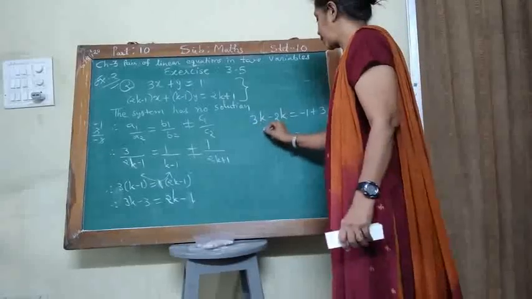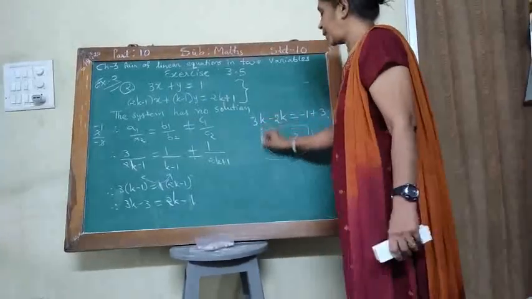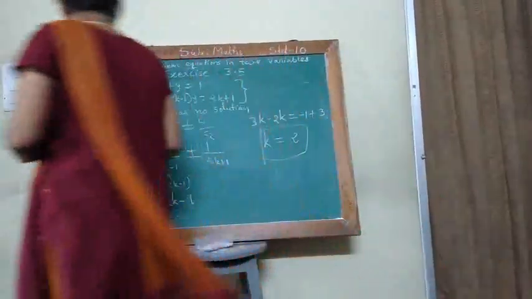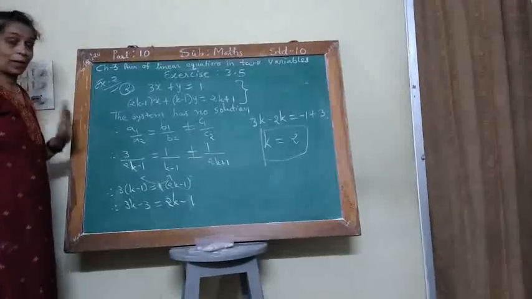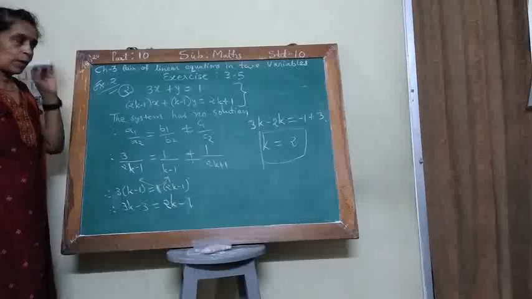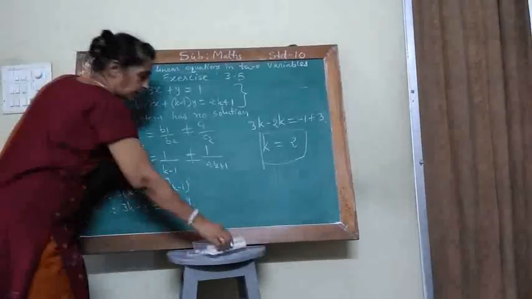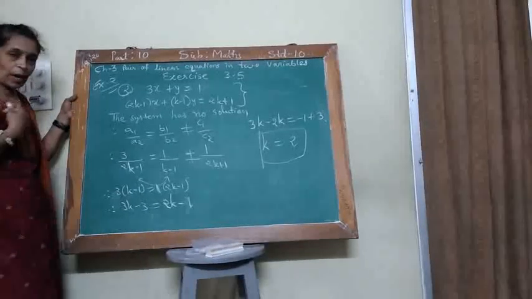So 3K minus 2K is 1K, which is equal to 2. So what is the value of K? K is 2. And now if I put it here, I get the same ratio, so I have not made any mistake. See, this chapter is very easy, but after doing this you have to check that our answer is correct or not.